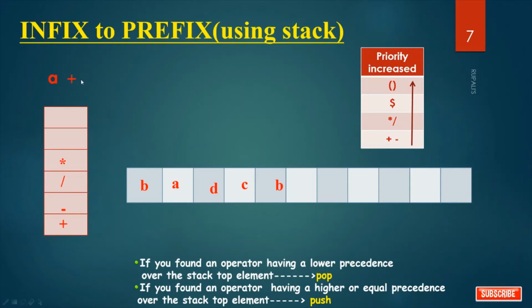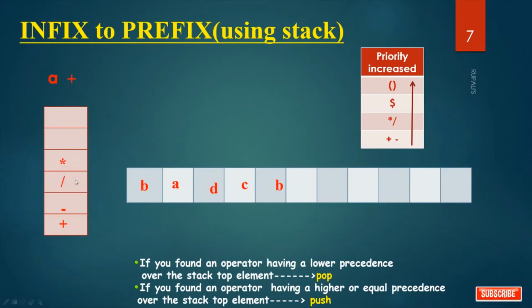B is an operand, so write it here. Then comes plus. Plus has lower priority than into. That is, the incoming operator priority is lower than the stack top element, so you have to pop into. Then compare plus with by. Plus has lower priority than by, so you have to pop by.